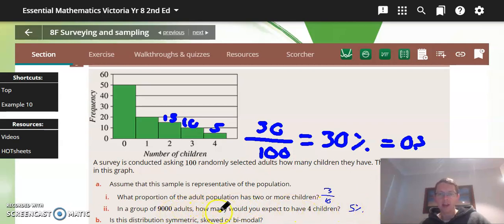Here it's not asked what percentage, just be careful. It says how many, implying how many adults. It's not asking for a percentage, or for the proportion, it's asking for actually how many. I would actually say how many adults, but it's implied there. So the answer for that is 450 people, or 450 adults to be more accurate, have 4 children.